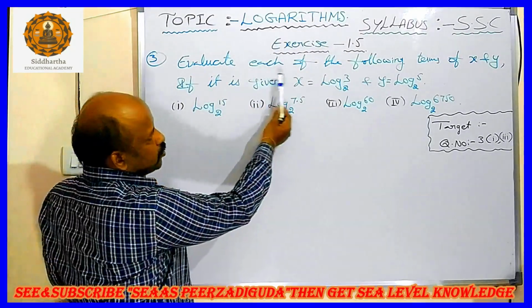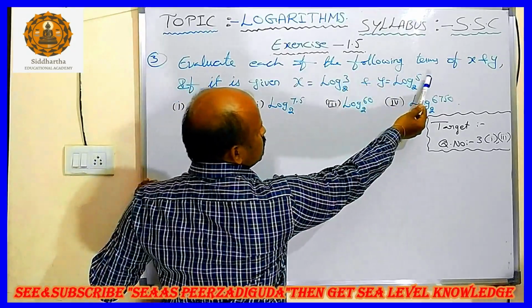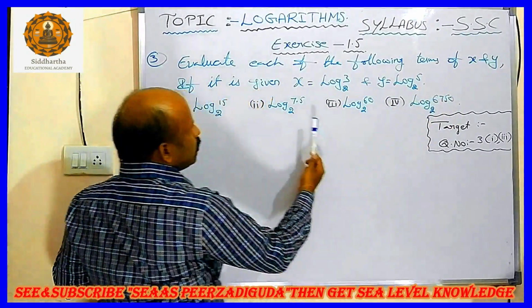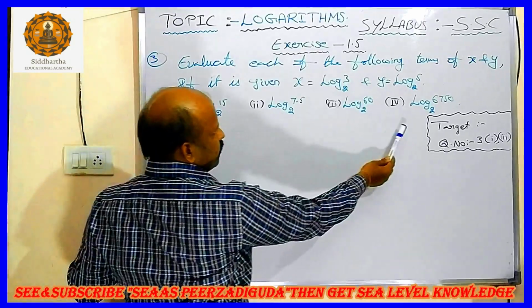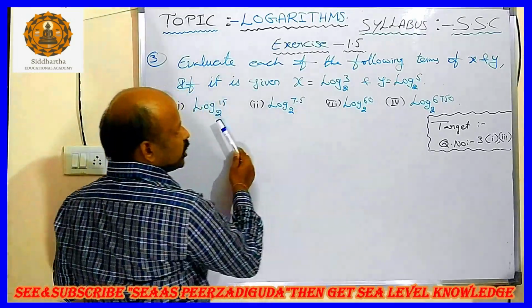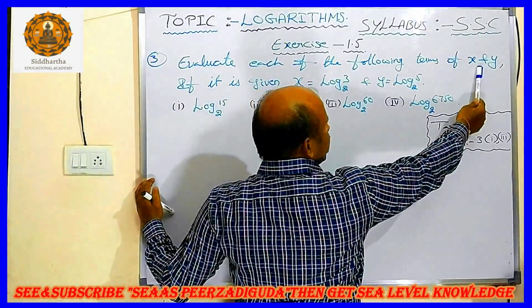evaluate each of the following in terms of x and y. So here, what is given? Some logarithmic terms are given. This one we have to change in terms of x and y.